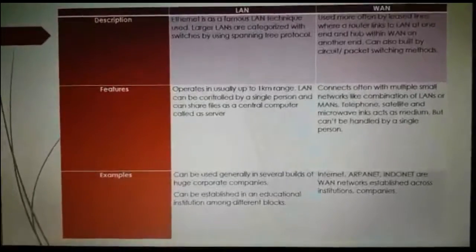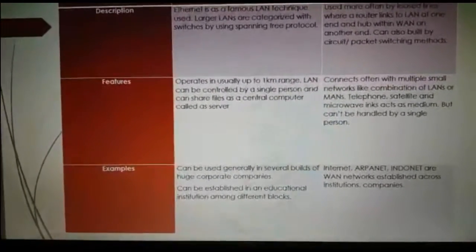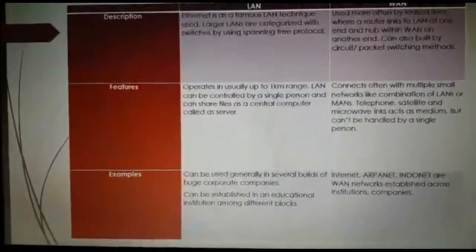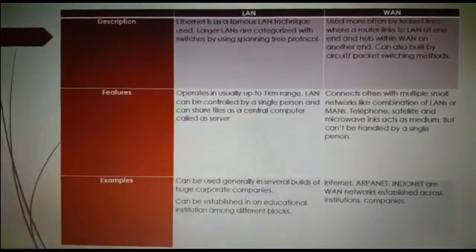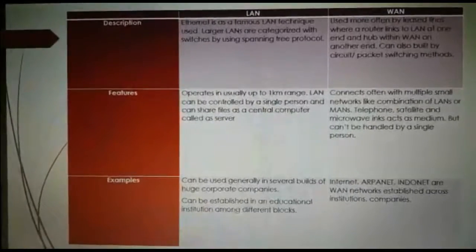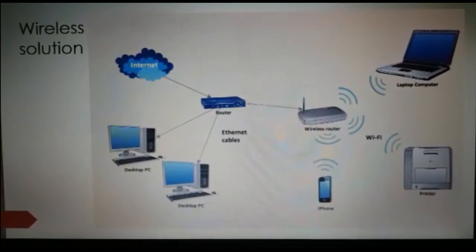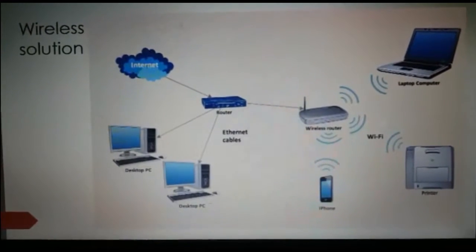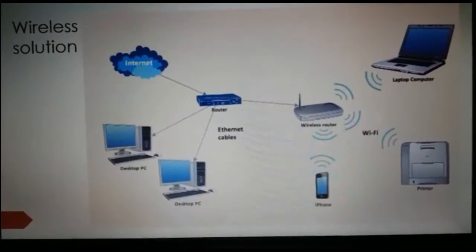Examples can be seen in the way they are established. A LAN can be established in an educational institution among different blocks, which is a smaller area, while in wide area networks, the internet can be established across the institutions and the whole company. Keeping in mind the requirements of wireless solutions, 802.11 has been used for the wireless access points with the Ethernet cables and desktop PCs.